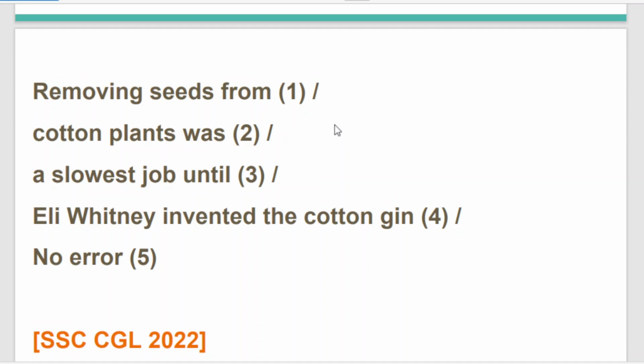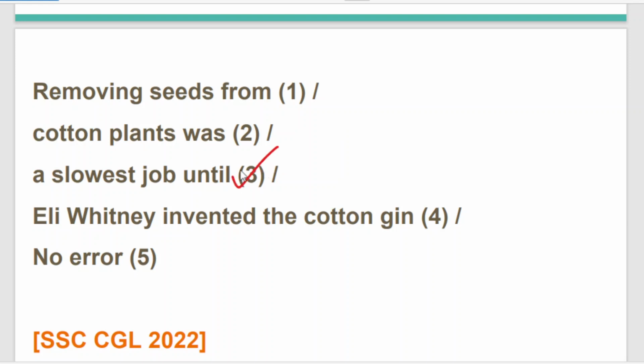Removing seeds from cotton plants was the slowest job until Eli Whitney invented the cotton gin. This is again a previous year question, and we have faced this question on SSC CGL 2022. Let's read the question once more. Removing seeds from cotton plants was a slowest job until Eli Whitney invented the cotton gin. Now let's try to find out where the error is lying. The error is lying in part 3.